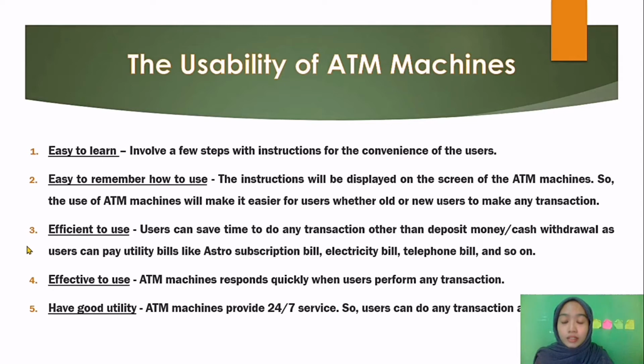Another usability is efficient to use. The users can save time to do any transaction other than deposit money, as the users can pay utility bills like store subscription bill, electricity bill, telephone bill, gas bill, and so on. It's effective to use. The machines respond quickly when the users perform any transaction, and it has a good utility because the machines provide 24 hours per 7 days services, so the users can do any transaction at any time.